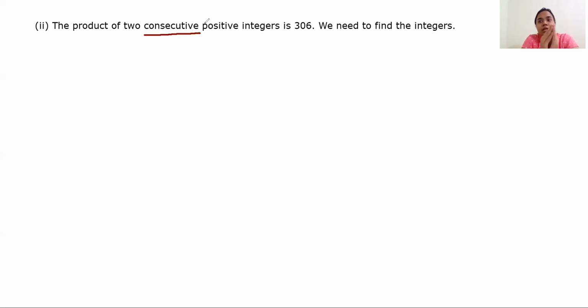If I say consecutive even numbers, they are 2, 4, 6, 8, 10 like that. If I ask you the consecutive even number of 12, it can be 10, it can be 14. Here it is saying consecutive positive integers. Suppose I take 2. What is the consecutive number of 2? It is 3. What am I adding in 2 to get 3? I am adding 1. Let's take any other number. Suppose 6. The consecutive number will be 7. Again I add 1 to get 7.